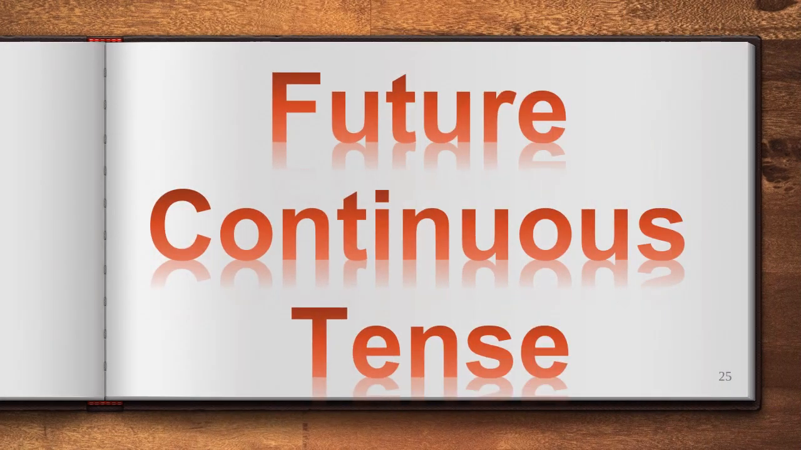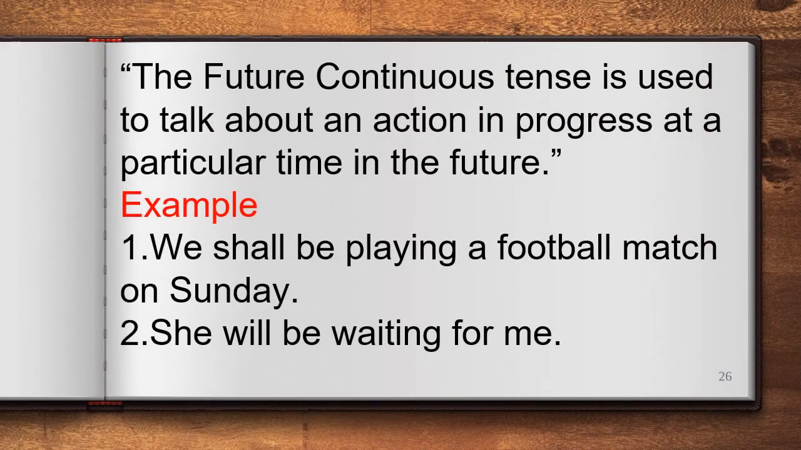The next type is future continuous tense. The future continuous tense is used to talk about an action in progress at a particular time in future. Or we can say this tense is used to talk about an action that will continue in future. For example, we shall be playing a football match on Sunday. She will be waiting for me.